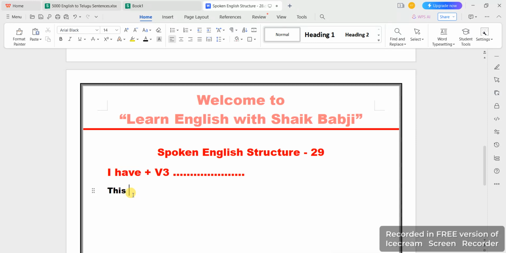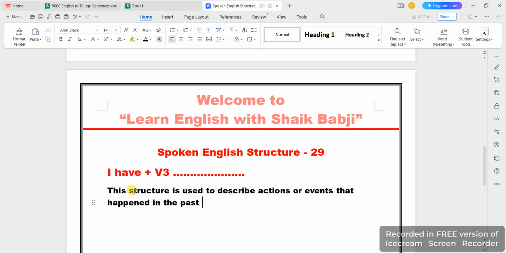This structure is used to describe actions or events that happened in the past but have a connection or relevance to the present.